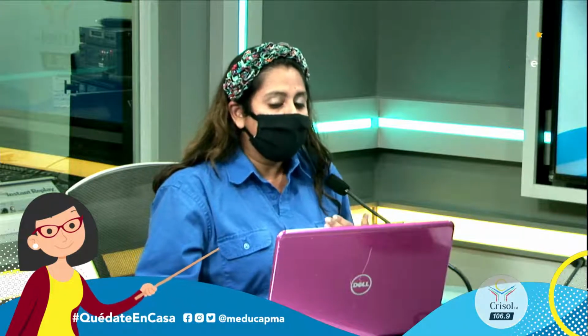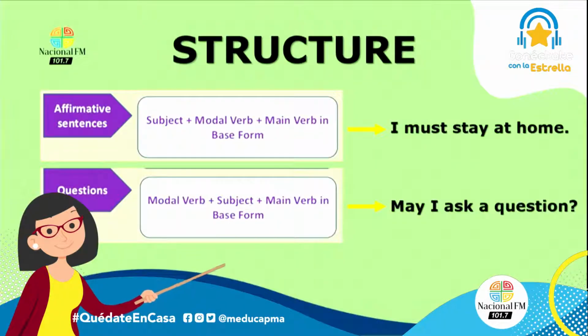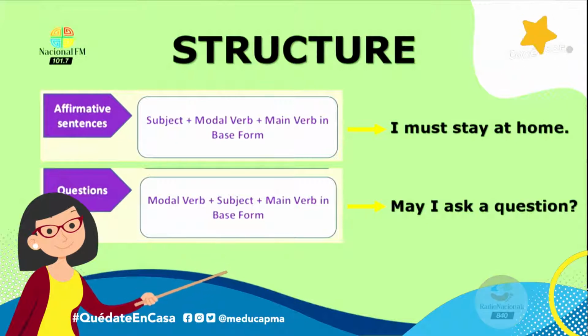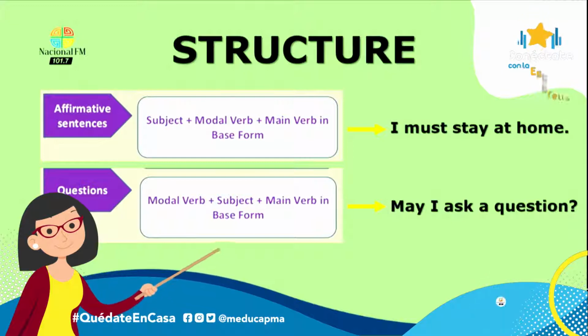Now, we are going to see the modal verbs. What is the structure? What are modal verbs? It's an expression, okay? When we talk or when we write, we use expressions, modal verbs. There are 5 types of modal verbs. Son 5 tipos de expresiones de modalidad. And this is the structure.